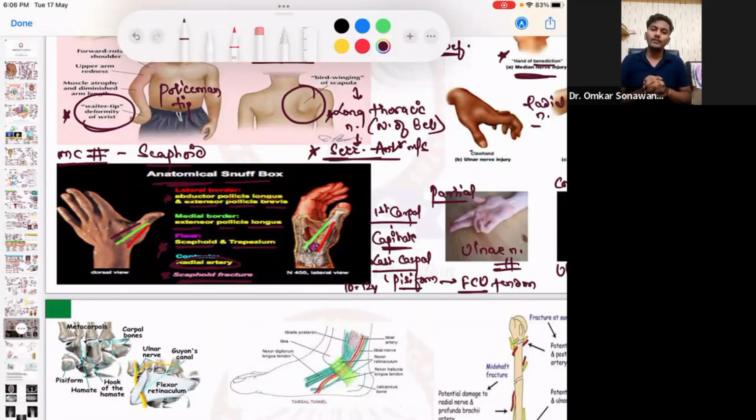The most common site for avascular necrosis is the head of femur, and the fracture associated is the fracture neck of femur. The third most common site is the talus.